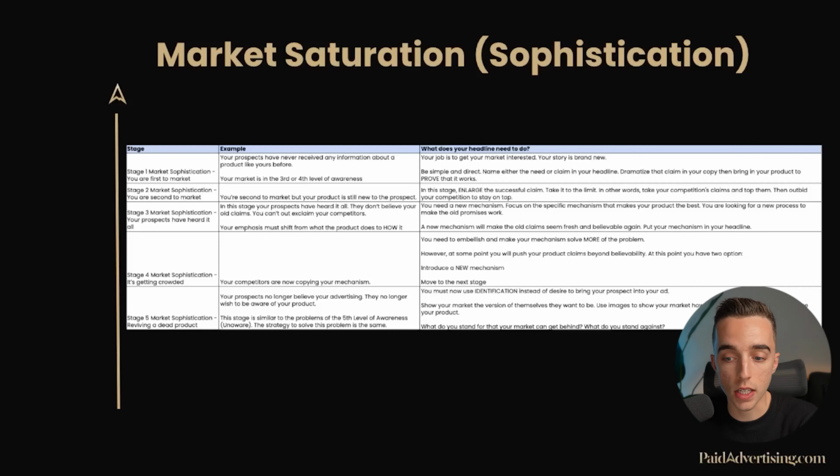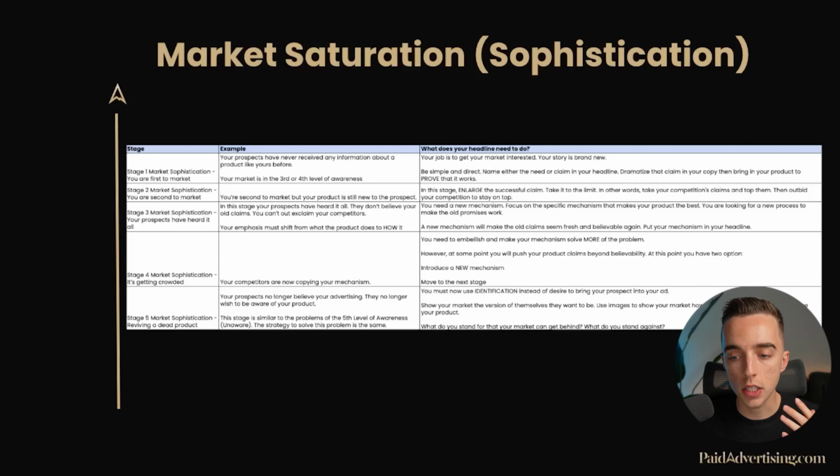Market sophistication stage 4, it's getting crowded. So now your competitors are copying your mechanism. You need to make it bigger, bolder, big guarantees, right? You've probably heard a lot of big guarantees. If you do not get results in 30 days, I'll pay off your mortgage, buy you a car, and pay off your student loans. It's crazy, right? Crazy guarantees out there now.